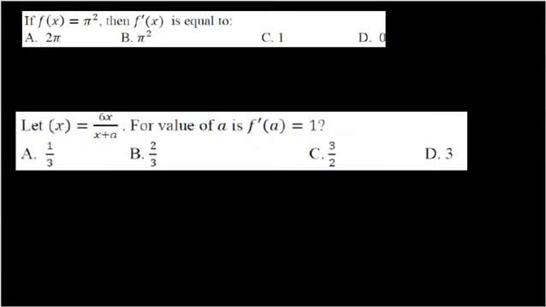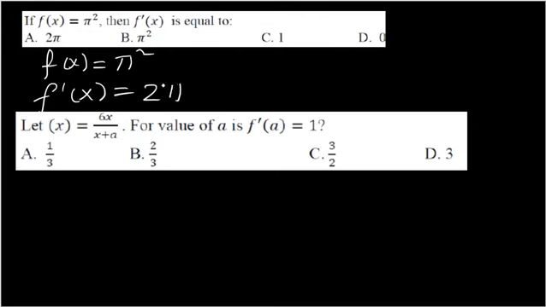Okay, here it is. The first question, as you see, what does it say? It says f of x is equal to pi square, and we need to find f derivative of x. A common mistake: students will say 2 pi. The reason is that there is exponent 2 and they will consider pi as a variable x. But pi is not a variable.